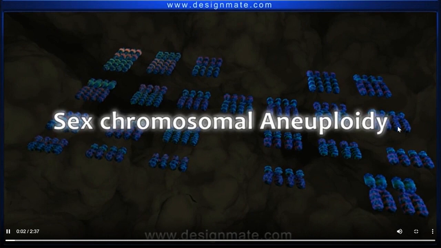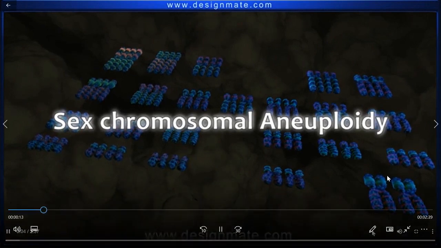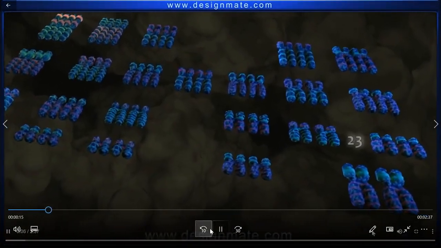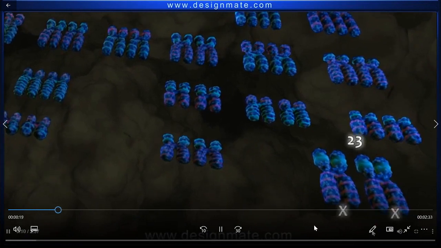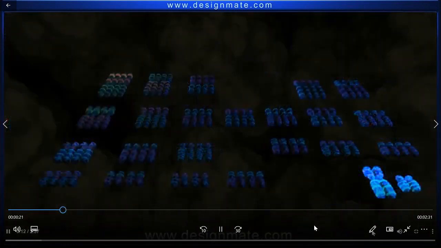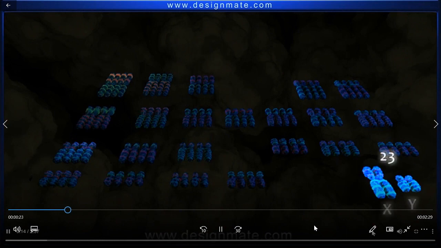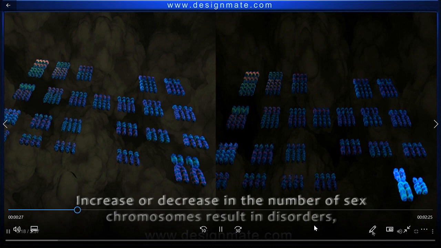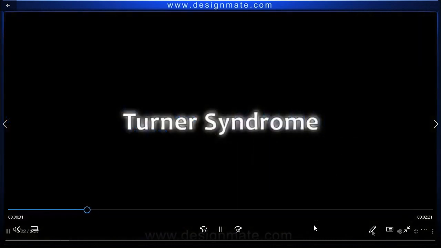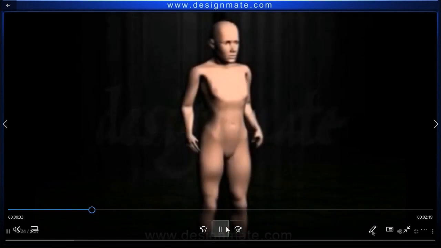Sex chromosomal aneuploidy. The 23rd pair of chromosomes in females is XX, while in males it is XY. Any increase or decrease in this number results in disorders. The Turner syndrome. It is the sex chromosome.